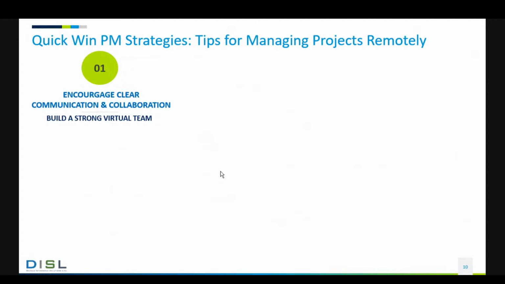So one of the first things that you will need to do, given the COVID-19 environment, social distancing, etc., is to make sure that you encourage clear and strong collaboration and communication within your project team. One of the best ways you can do this is by building a very strong virtual project team environment. So you want to clarify your expectations in terms of working from home or working remotely. And I know one of the challenges that comes up with this is how you communicate.